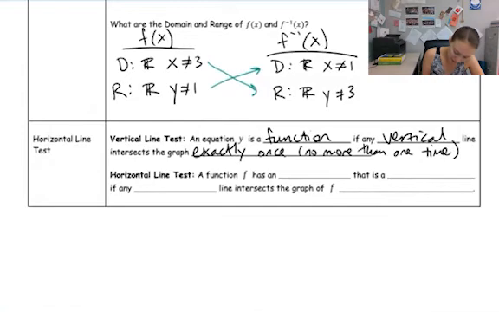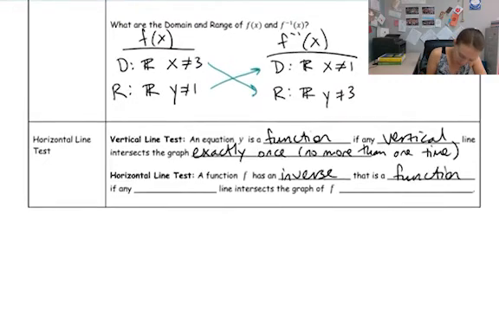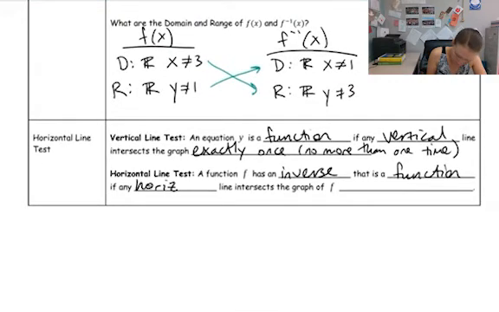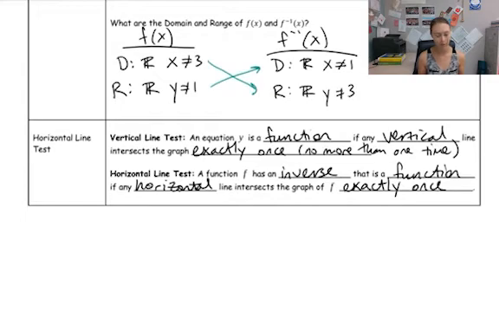So a function f has an inverse that is a function if any horizontal line intersects the graph of f at most once. So we don't actually have to graph the inverse to see if the inverse is going to be a function. We can just look at the graph of f, and it's similar, but we're going to use a horizontal line and see if it intersects the graph of f exactly once.